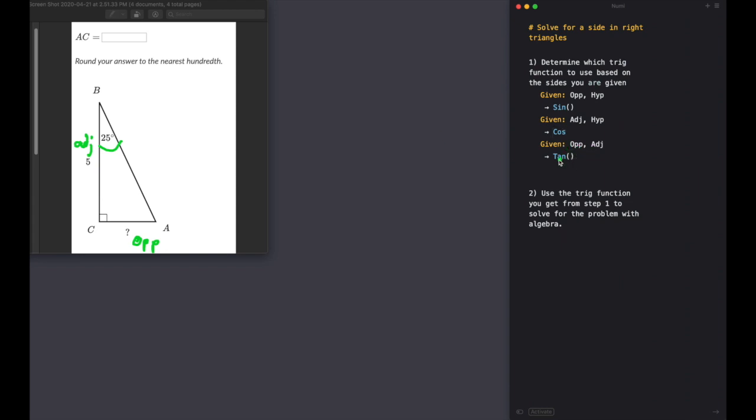We have opposite and adjacent, so it's TOA, like that OA. So we have tangent is equal to opposite over adjacent. And so if I fill this out, I have the tangent of 25 degrees equals my opposite value, which is what I'm looking for. So we'll call that my x over 5, which is my adjacent.